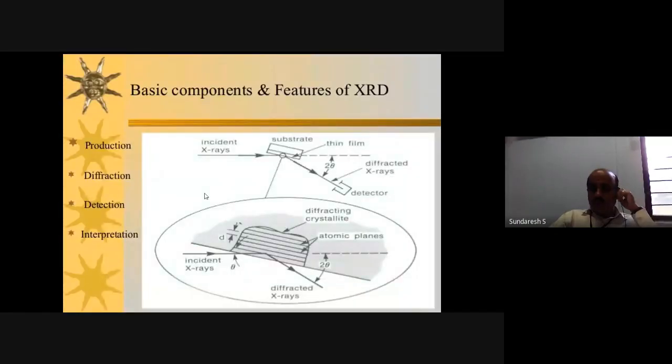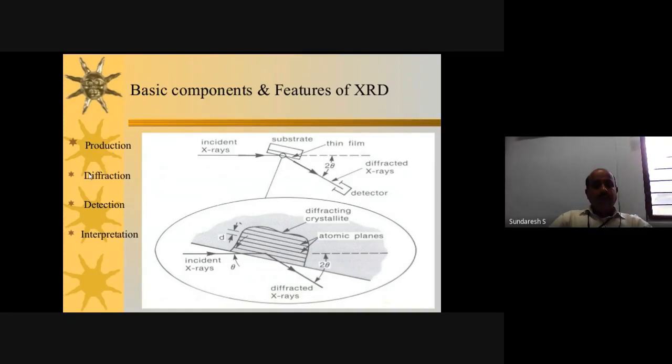So in any kind of characterization technique, the most important thing is production: the production of electrons in the case of electron microscopy, production of light rays in the case of optical microscopy, and of course in the case of XRD, the production of X-rays. So there is one important step in any kind of characterization. And in XRD, we need to produce the X-rays.